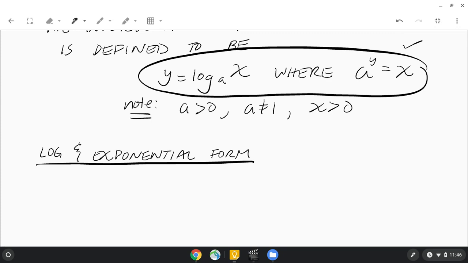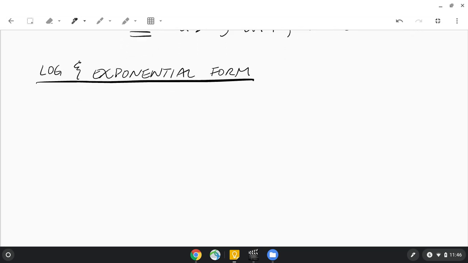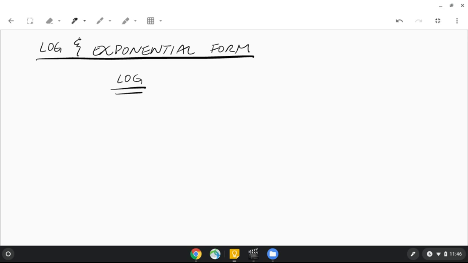Okay, so here in exponential form, this outside number y represents the exponent. Okay, so let's take a look at log form in this column, and then we'll take a look at exponential form over here in this column.